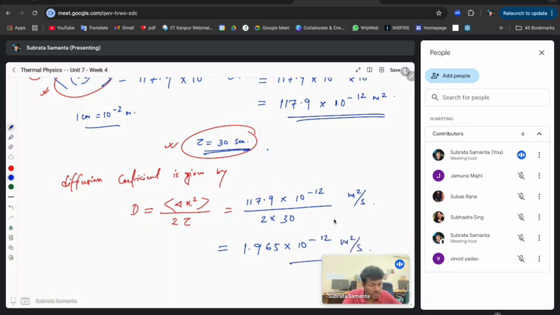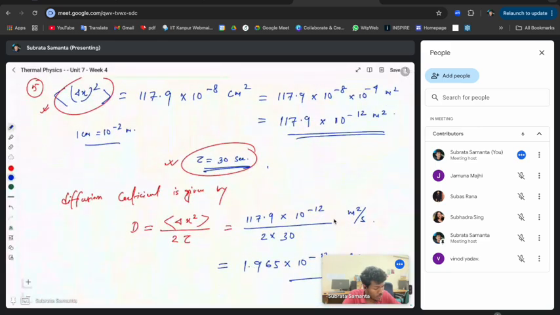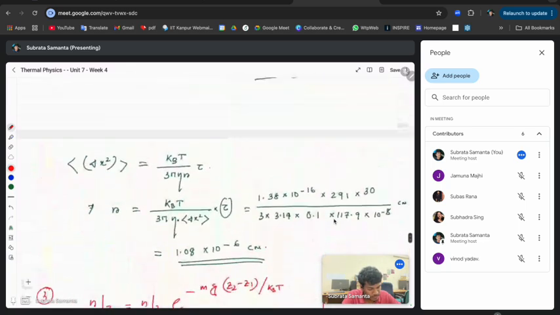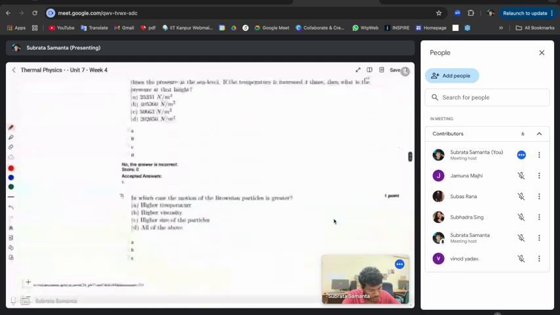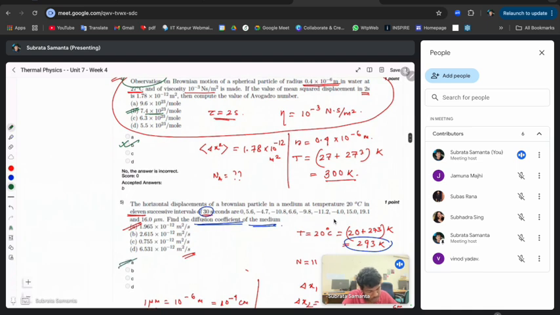So let's check whether this is in the options or not. 1.965 times 10 to the power minus 12. Yeah, the first one. So option A is correct.